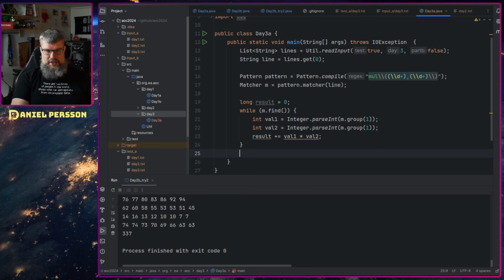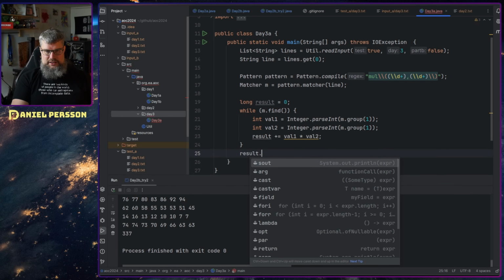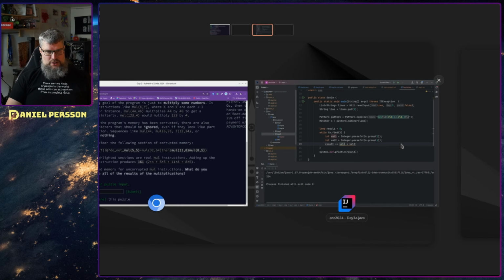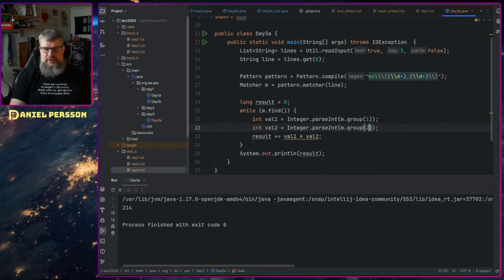So let's see if we can take result, print that out. What's the problem here? Yeah, we will cast that to a long, that's fine. Run current file. We get 214, that's not correct. No, we didn't take the second one. So, 161. Now we got the right value there.